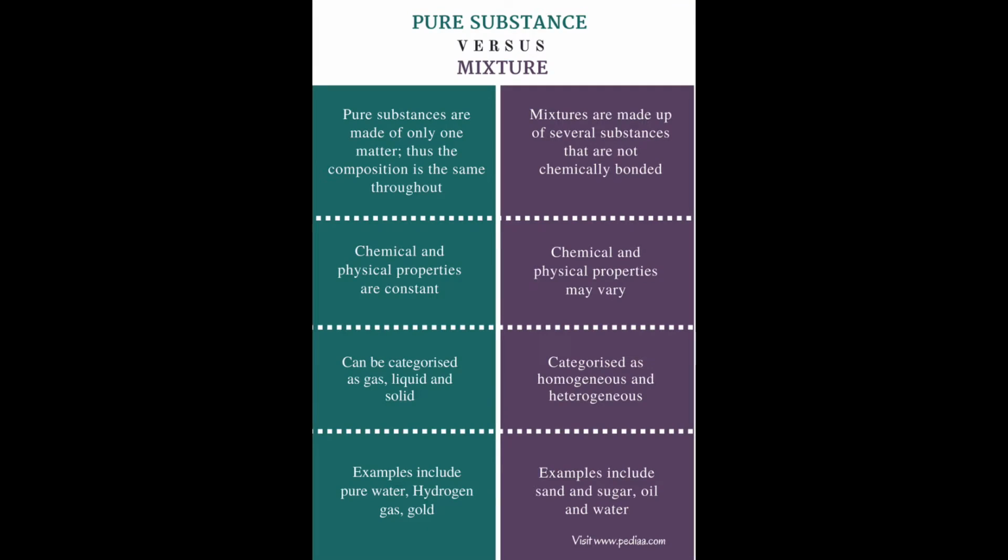Now let's move over to pure substances versus mixtures. Pure substances are made of only one kind of matter, so the composition is the same throughout. The chemical and physical properties are constant, and they can be categorized as gas, liquid, and solid. For example, water, hydrogen gas, or gold. Meanwhile, mixtures are made of several substances that are not chemically bonded. Chemical and physical properties may vary. They are categorized as homogeneous and heterogeneous, which we already went over in the last panel. For example, this could be sand, sugar, oil, or water.